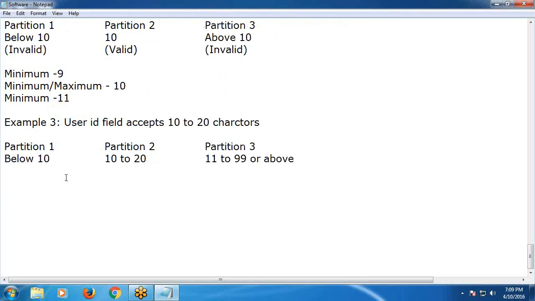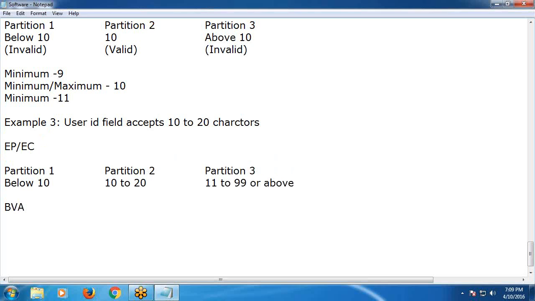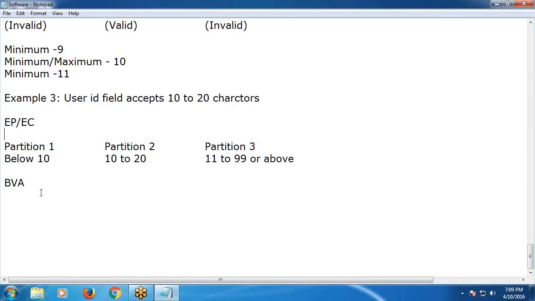Now BVA, boundary value analysis. First, EP, equivalent partitions, or you can say EC, equivalent classes. Equivalent partitions are equivalent classes. BVA, continue. For the first partition, minimum, maximum. Not 9, minimum 1. Maximum 20.